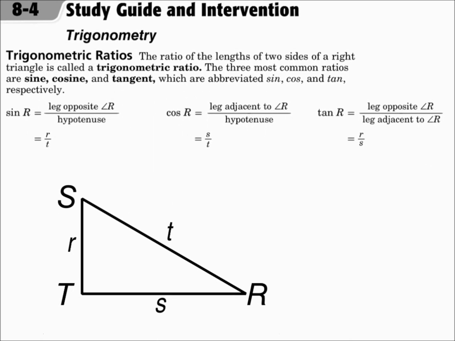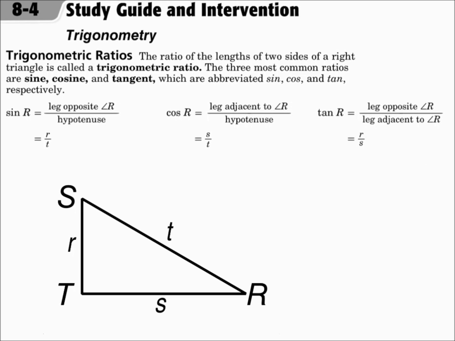The ratio of the lengths of two sides of a right triangle is called a trigonometric ratio. The three most common ratios are sine, cosine, and tangent, which have the given abbreviations. Each of these has a formula. Sine of the angle equals the opposite leg over the hypotenuse. Cosine of the angle equals the adjacent leg over the hypotenuse. And tangent of the angle equals the opposite leg over the adjacent leg.